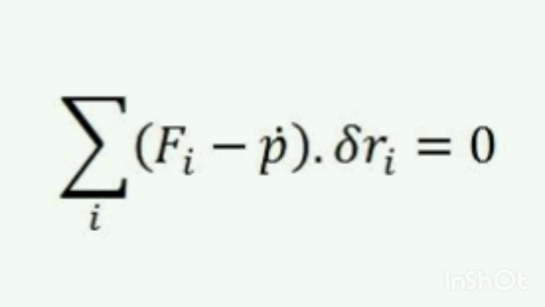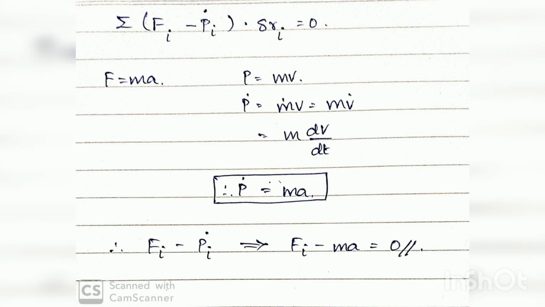In the previous slide, I said the sum of the applied force and the inertial force is known as D'Alembert's principle. But here, instead of the negative force, we have P dot. P is momentum. What is meant by P dot? P dot is nothing but the time derivative of momentum, which is dP by dt. We know that momentum P is equal to the product of mass and velocity. Therefore, P is equal to mv.